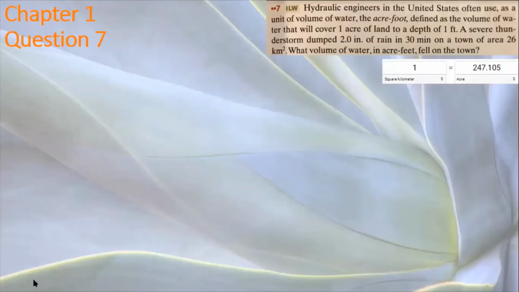So the first question says, hydraulic engineers in the United States often use as a unit of volume of water the acre-foot, defined as the volume of water that will cover 1 acre of land to a depth of 1 foot. So a severe thunderstorm dumped 2 inches of rain in 30 minutes on a town of area 26 kilometers squared. What volume of water in acre-feet fell on the town?